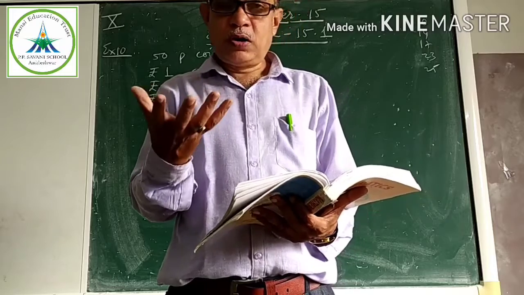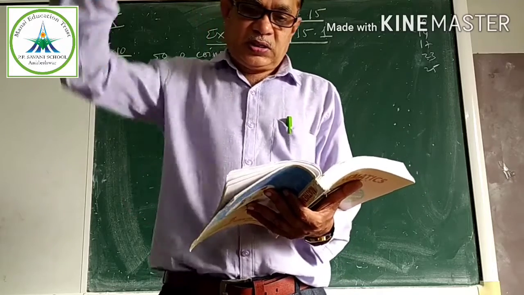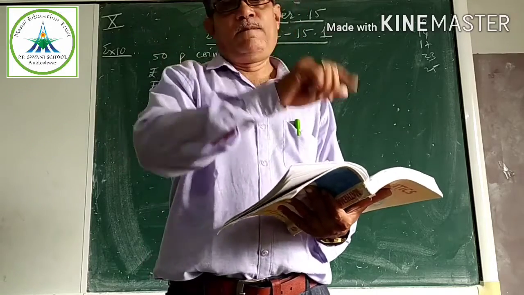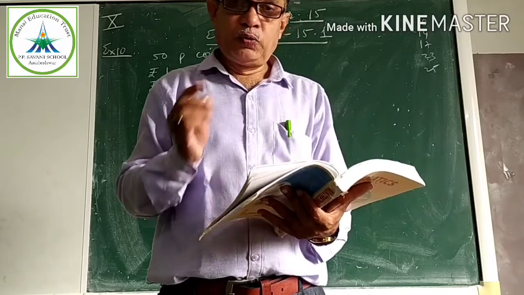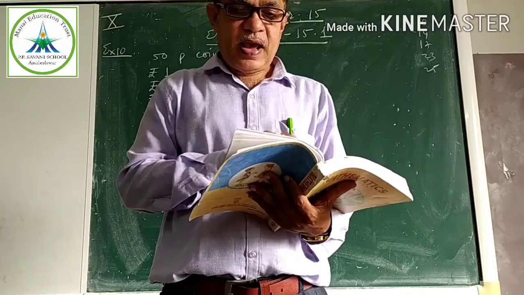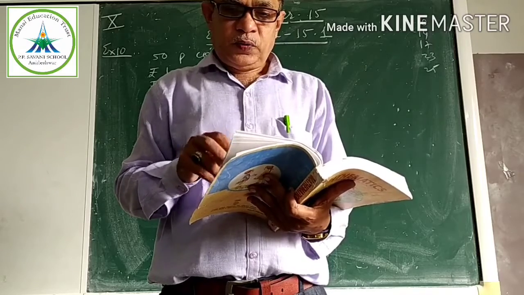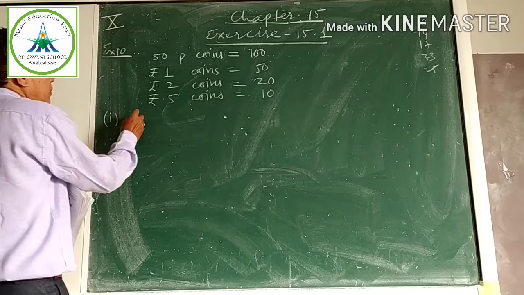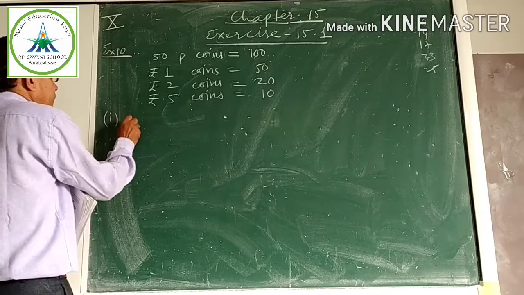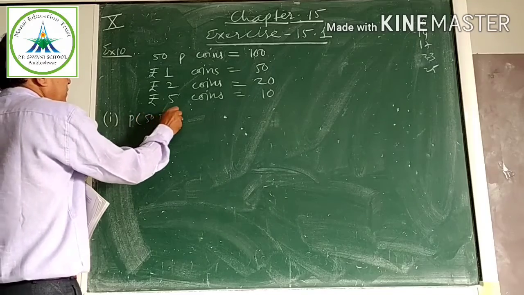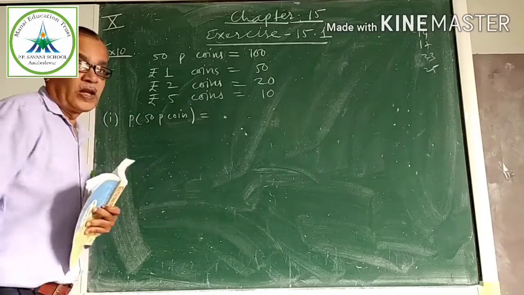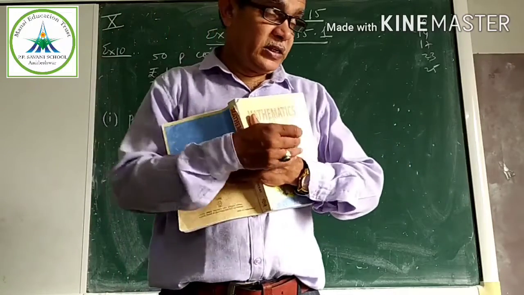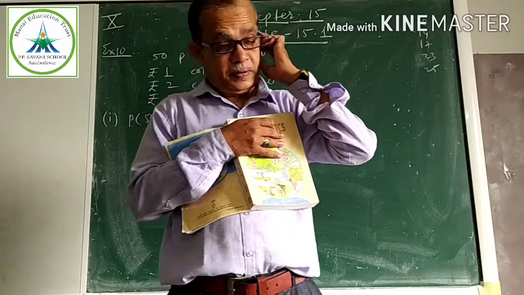Piggy bank means a box. If it is turned down, it is equally likely that one of the coins will fall out at a time. No more than one coin is coming out. Now, what is the probability that the coin will be a 50 paisa coin? Probability of getting a 50 paisa coin.